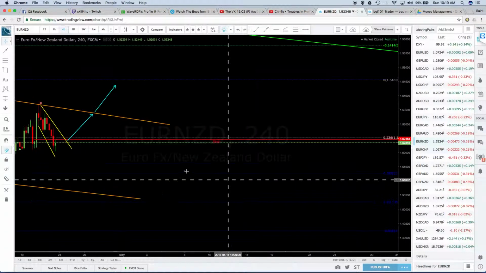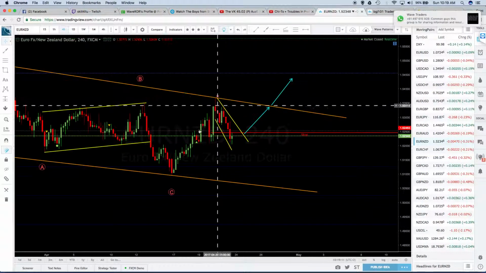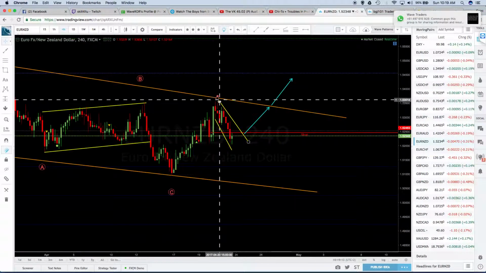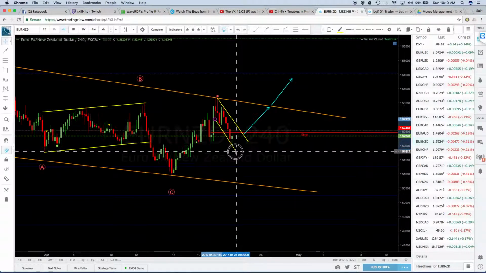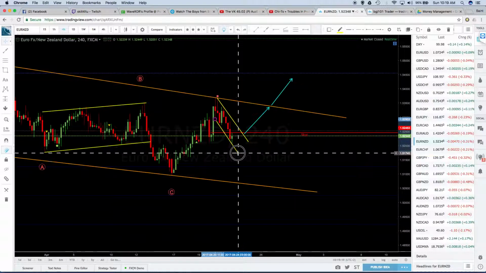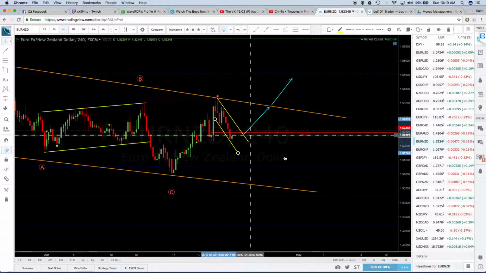Euro NZD, same thing. Nice move from the bottom. We caught a little of this, and now it's giving us a nice flag pattern, and we're looking to buy the bounces or the breaks. So it's probably in a bounce area right here now, but we'll see how it goes.